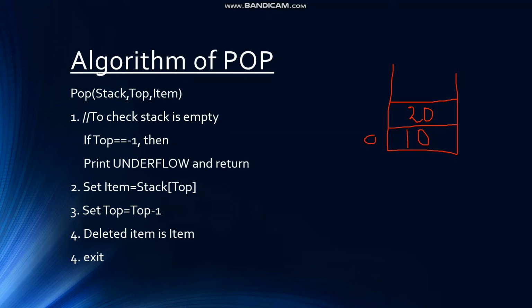So what will it be doing? The index values are 0 and 1. There is a variable item, and it will be holding the stack of top value. What is top? Now top is 1. That is the topmost element. So top is 1, so item will hold the value of stack of top, that is 20.